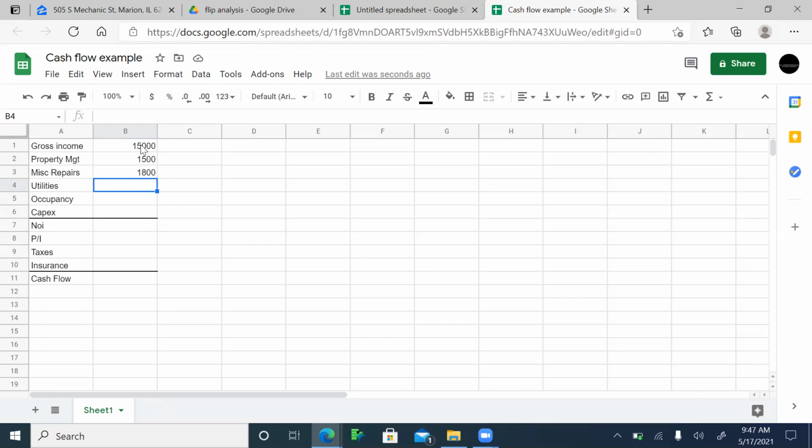Additionally, this property is individually metered for each unit, so there is no utility cost. There's no trash expense, no water, no sewage, no electricity expense. Those can be passed off on the tenant, so that is a zero.